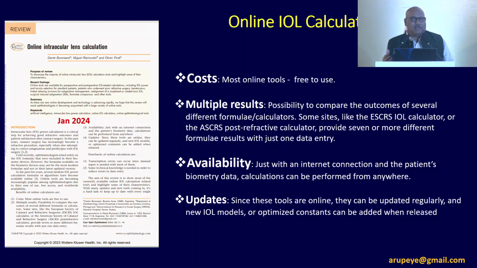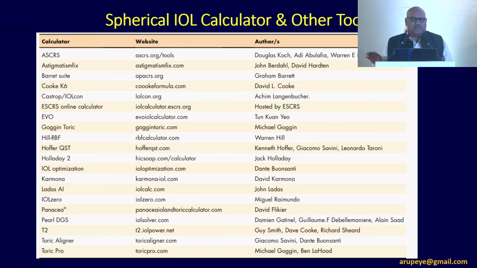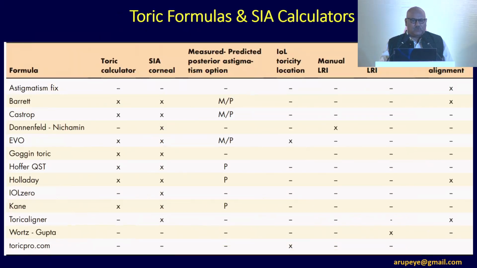Online IOL calculation means you can calculate your lens power using all these online calculators, and that means you can get multiple results. Also, the updates are incorporated in the formulas by the formula writers as soon as the updates are ready. So you have a very up-to-date formula, unlike the formulas in your biometric devices, where the A constant may not be updated, or other updates may not have been incorporated. So go for an online calculation. Most of these calculators are absolutely free of cost. I'm not going to spend much time on it.